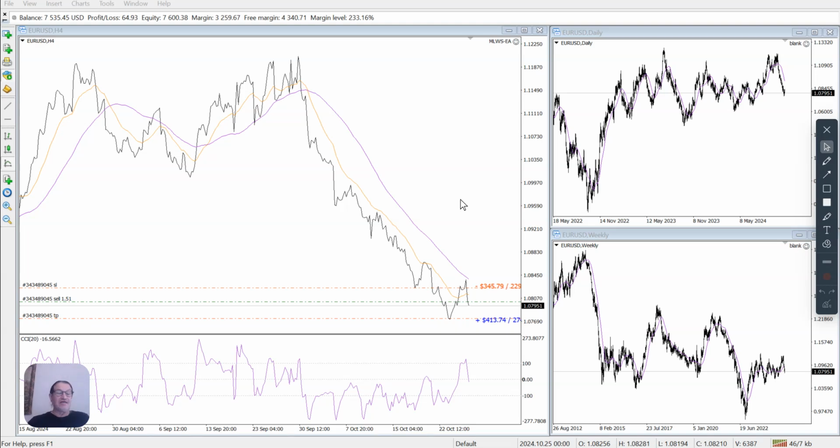The CCI is a momentum-based indicator that was developed by Donald Lambert, who featured it in his book Commodity Channel Index: Tools for Trading Cyclical Trends. Cyclical trends means up, down, sideways.